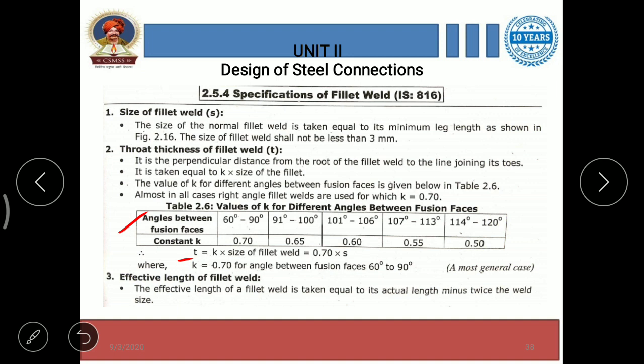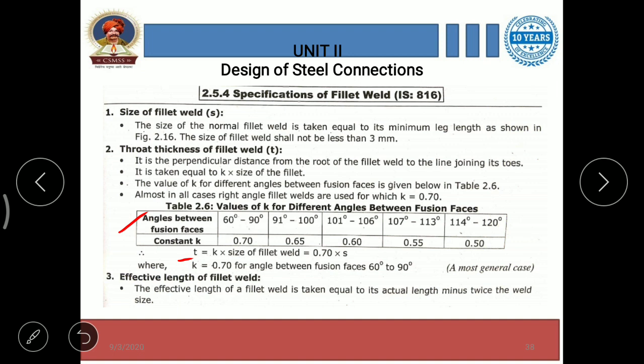Then throat thickness of fillet weld T is equal to K into size of fillet weld, as we mentioned above in this formula. Generally the angle lies between 60 degree to 90 degree, and that's why it is shown here 0.7 into S. K is 0.7 for angle between fusion faces 60 degree to 90 degree, and it is the most general case.